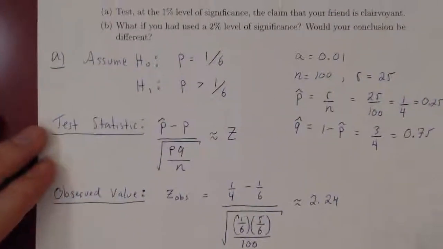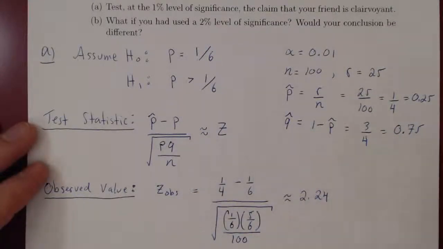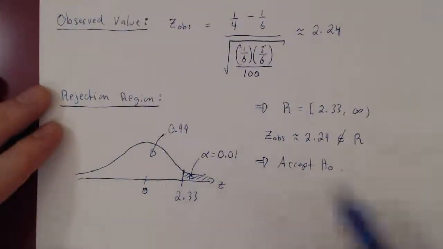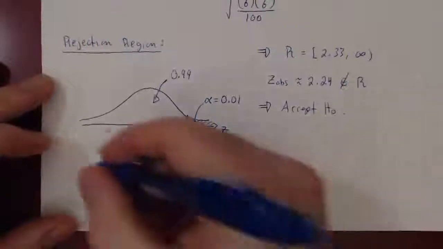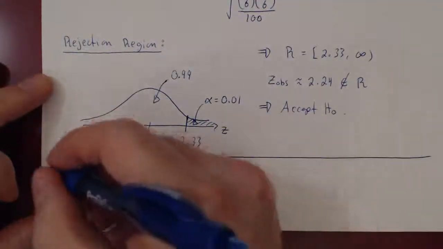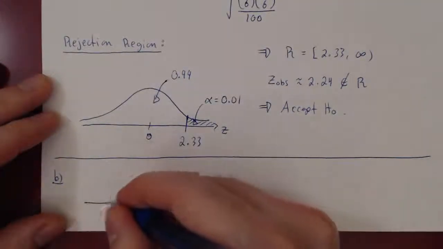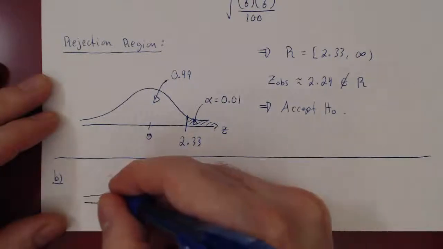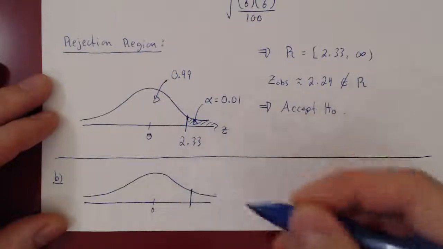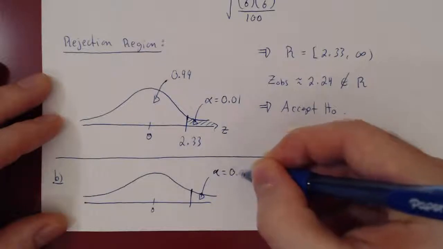And everything else stays the same, right? This does not change, still the same statistic, the same observed value. The only difference, by changing alpha, we will get a different rejection region. So now we are looking at part B. Again, we have the standard normal distribution. We still have a right tail test, so we reject the right tail of our distribution, but now we have a significance level, alpha, of 2%.